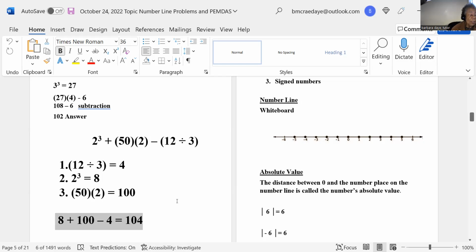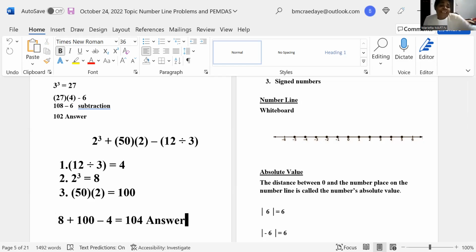And you do it from left to right. Because it's PEMDAS with adding and subtraction, if the subtraction had come first, you would have done it first because you go from left to right. In other words, if this had been 8 minus 100 plus 4, you would do the subtraction first. So that would be your answer, 104. Is it making sense now? Yes, it makes sense.